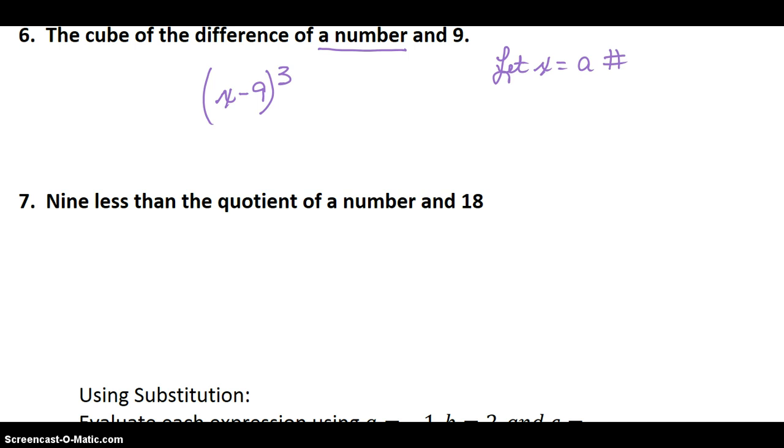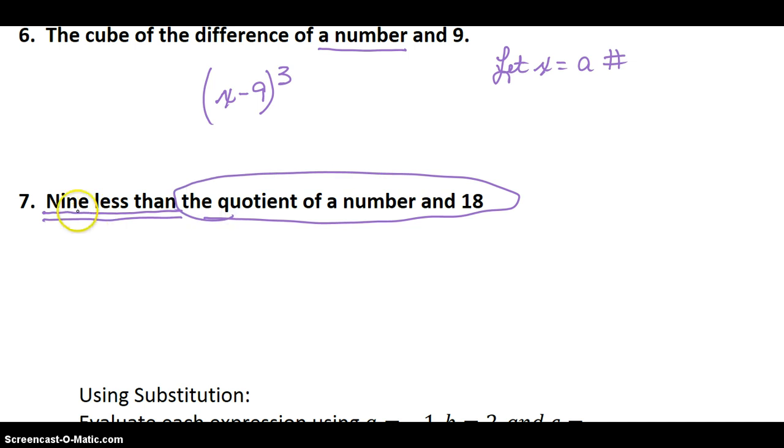Okay, 9 less than the quotient of a number and 18. This is the one that is 9 less than, which means we're going to start with this other number. Whatever this is, we're going to take away 9 from that because it's 9 less than that. First thing I'm going to do is let my x equal a number. And you have to write this. It's part of really becoming firm in your foundation of algebra. Okay? So the quotient of a number and 18, x and 18.